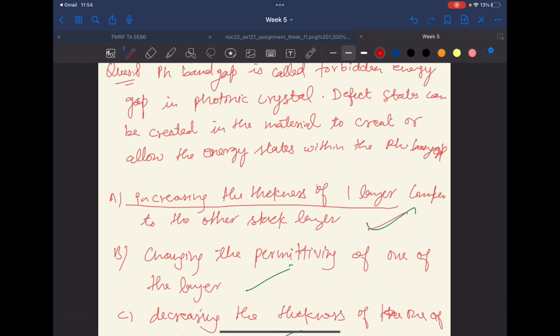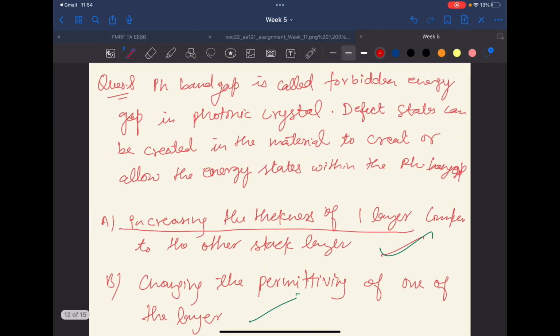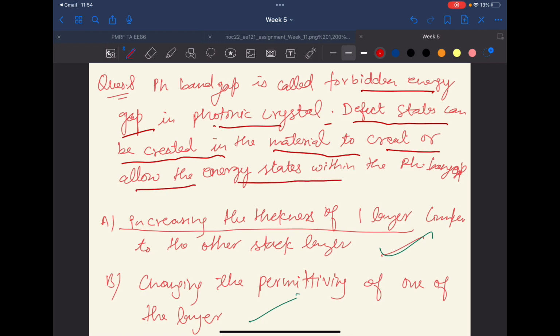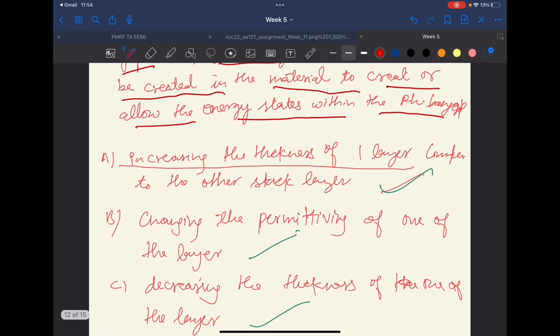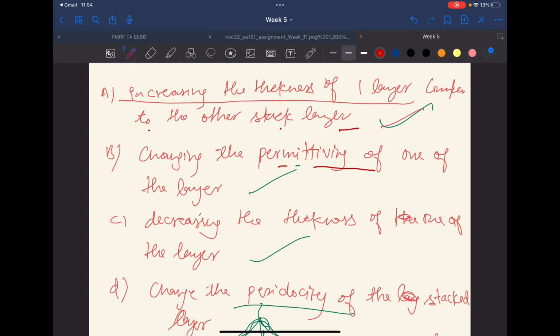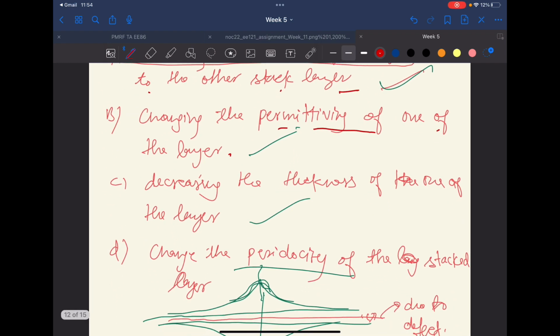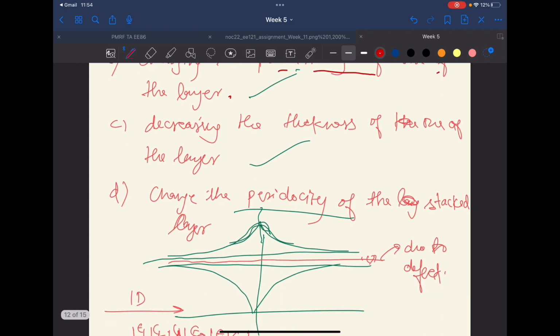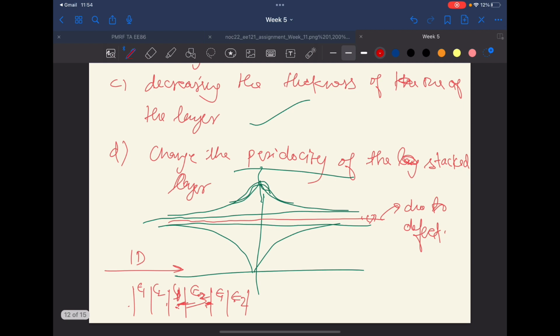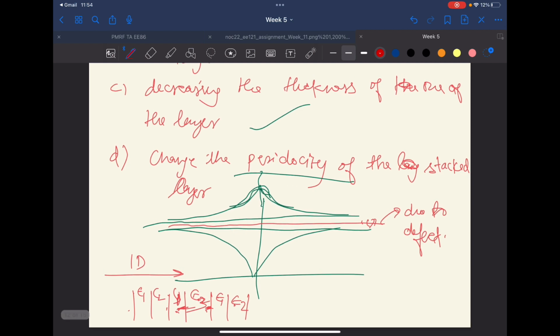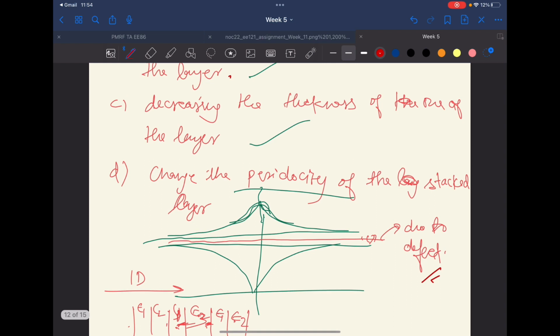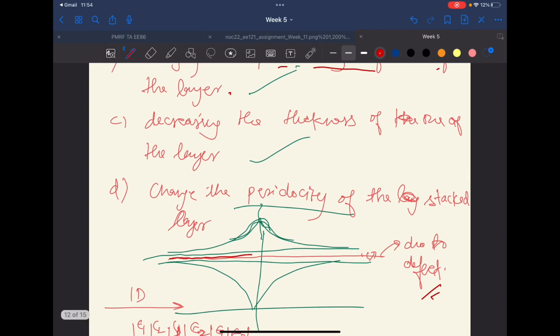Similarly the question number 8: the photonic band gap is called the forbidden energy gap in a photonic crystal. Defect states can be created in the material to allow energy states within the photonic band gap. So increasing the thickness of one layer relative to the other stack layer, or changing the permittivity of one of the layers, decreasing the thickness of one of the layers, and changing the periodicity of the stacked layer. So due to defect what will happen? Due to defect this line will come inside this one.